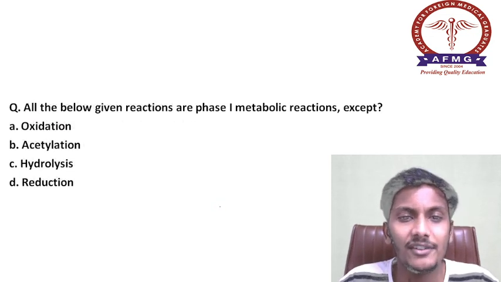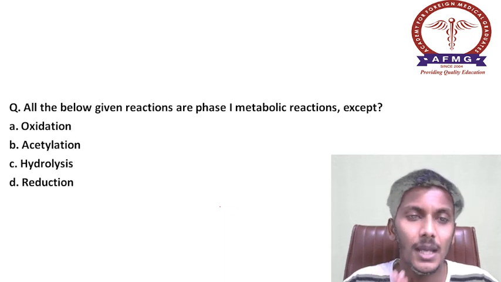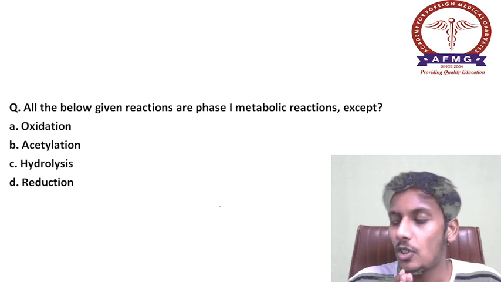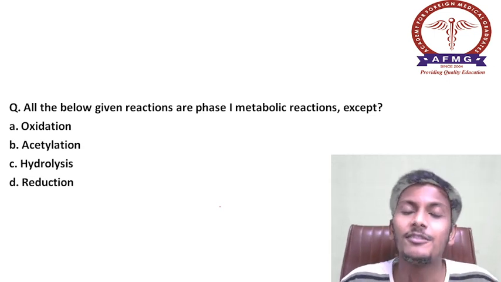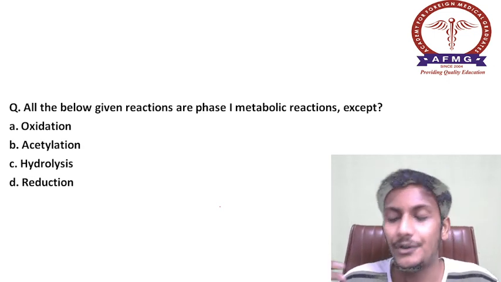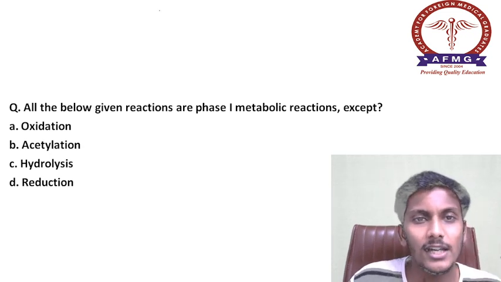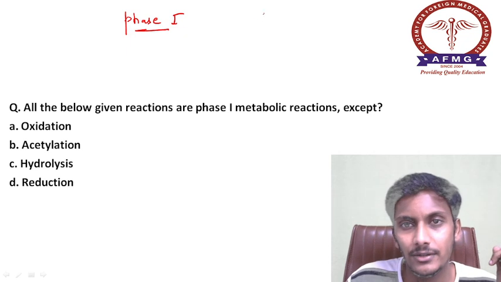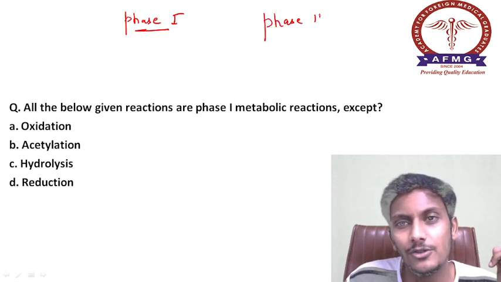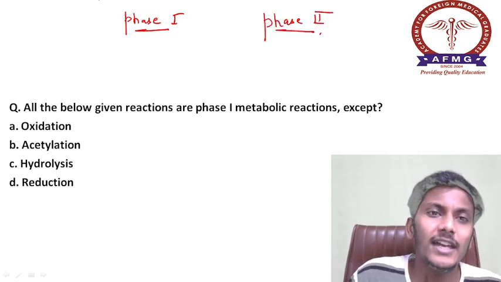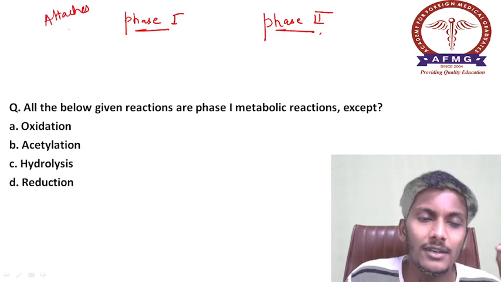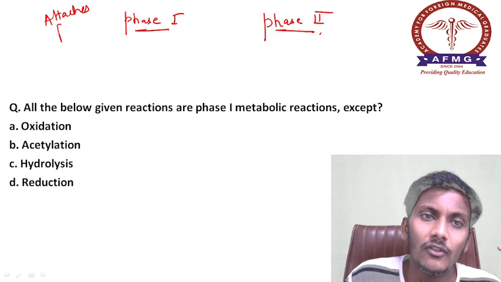All the below given reactions are phase 1 metabolic reactions except, important one. Let's see the options. Before seeing the options, we all know there are two different types of metabolic reactions which metabolize the drugs. These two are known as phase 1 reactions and phase 2 reactions. इन दोनों का काम क्या होता है usually? Let's see this. Phase 1 reactions only attach the functional group. In phase 1 reaction, we only attach the functional group.